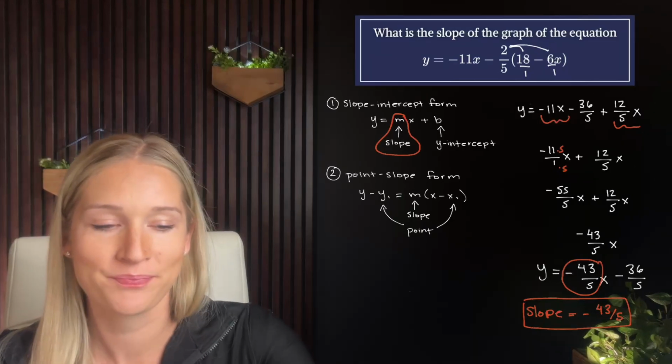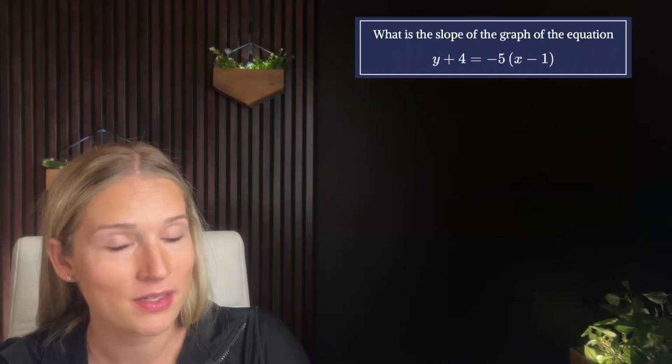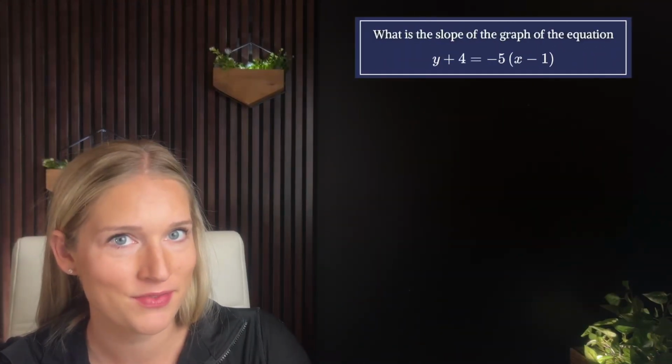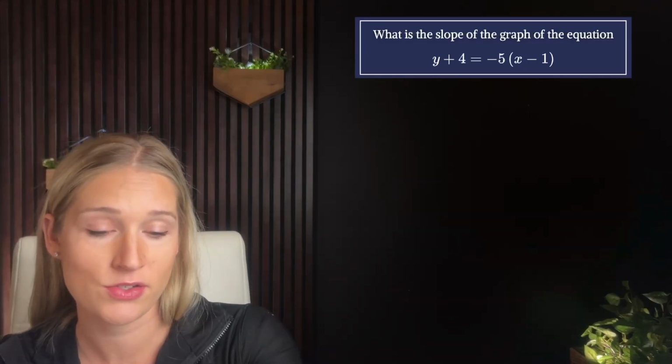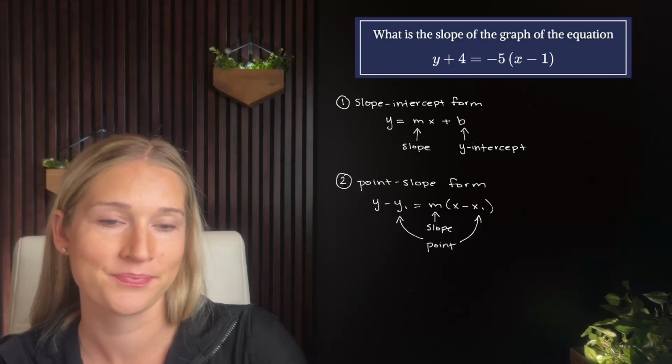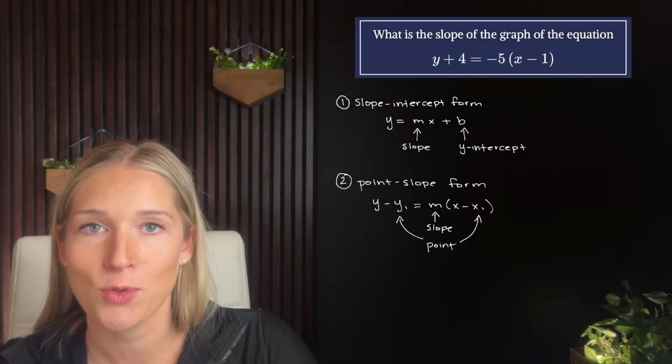Let's do one more. Okay, last one. If you want to try it on your own, go ahead and pause the video. I'm going to pull up the two forms of our line for us to compare. So slope-intercept or point slope.